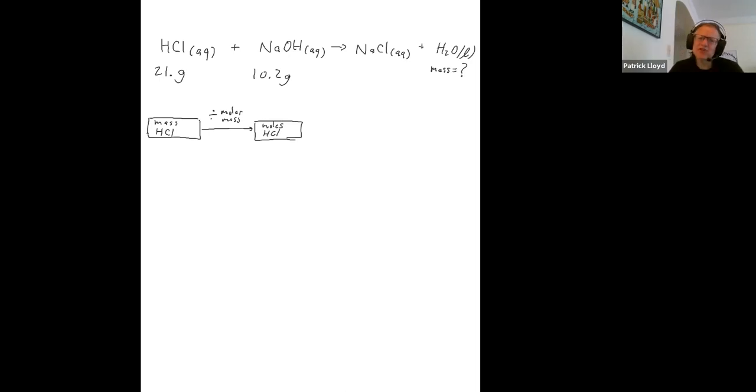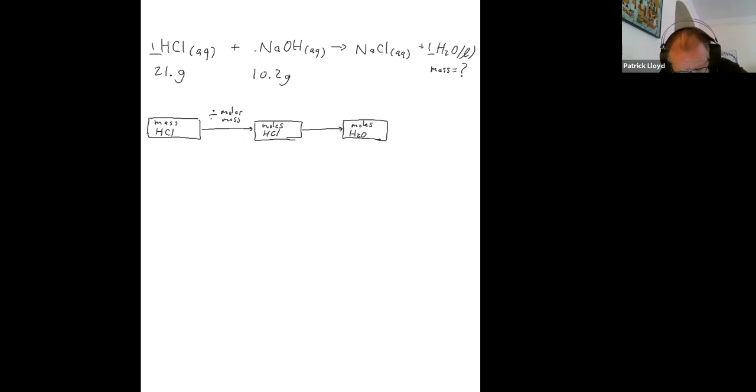Okay, so it's the same flow chart. Then what you do is you use the balanced equation to find the moles of the product that they're asking about. So in this case, it's the water. Okay, so you use the balanced equation.